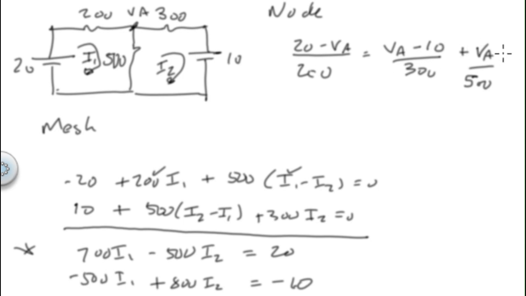And you can do whatever you want to with that, but that's your only equation you need. That's your whole thing. So you say, which is easier? Is this easier or is this easier? Doesn't matter. You decide. Either way can be solved with a good calculator. So again, (20 minus VA) over 200 equals (VA minus 10) over 300 plus VA over 500. Okay, that's all you need. So that gets us our first problem done.